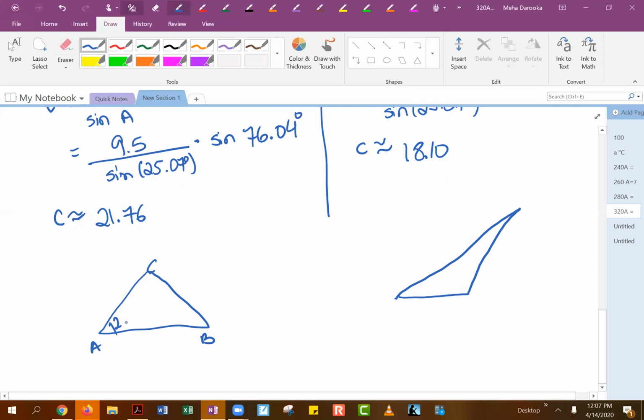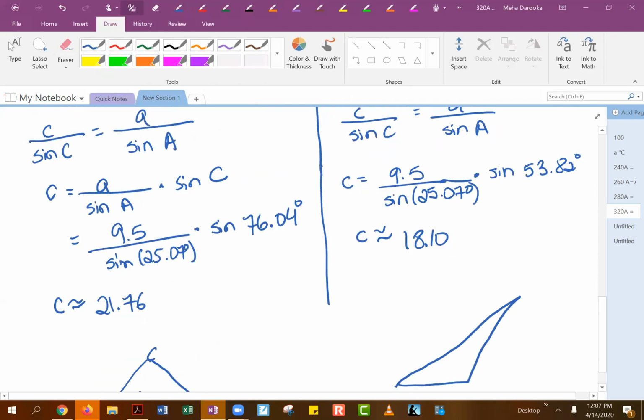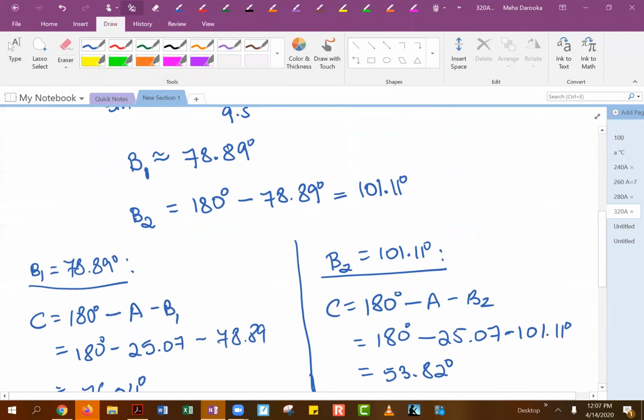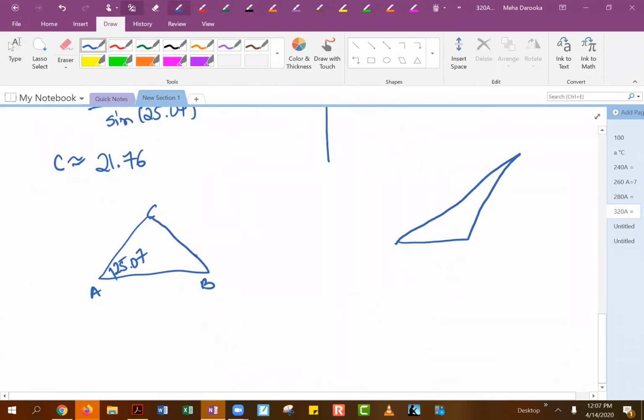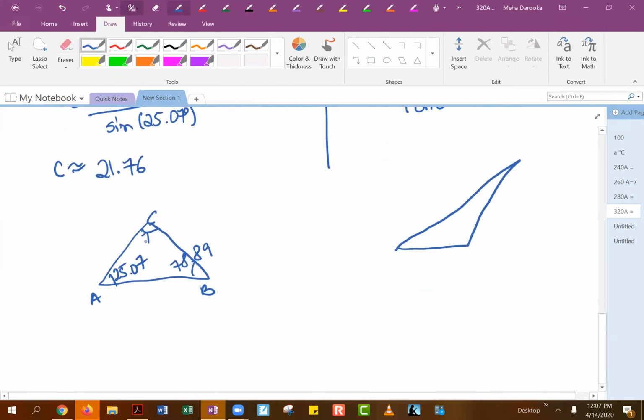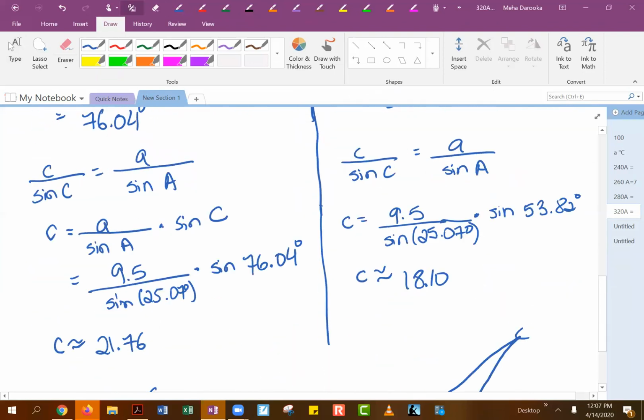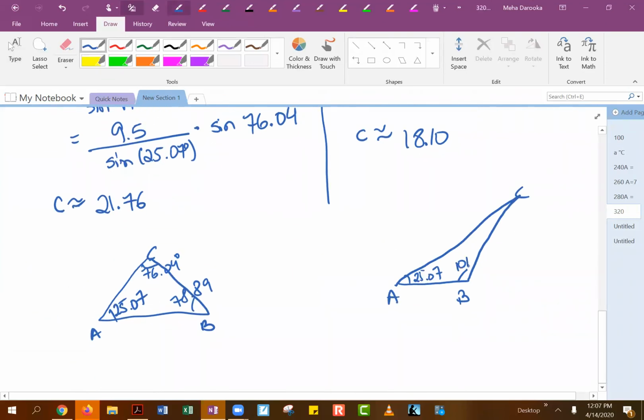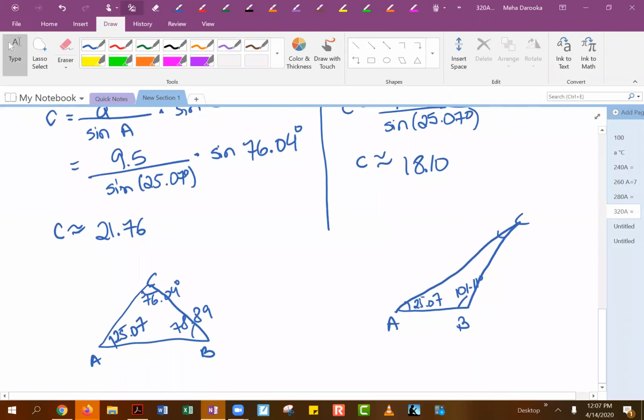We had 25.07. This one here was 78.89, and then this one was 76.04. And of course, this one was still 25.07, but angle B was 101.11. C, of course, was just your 53.82.